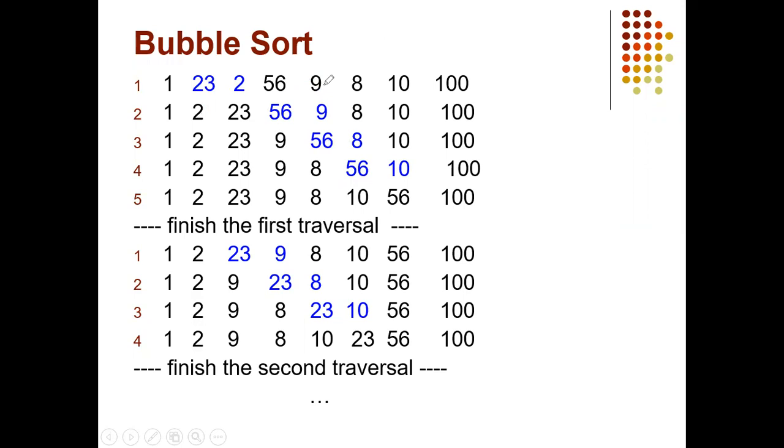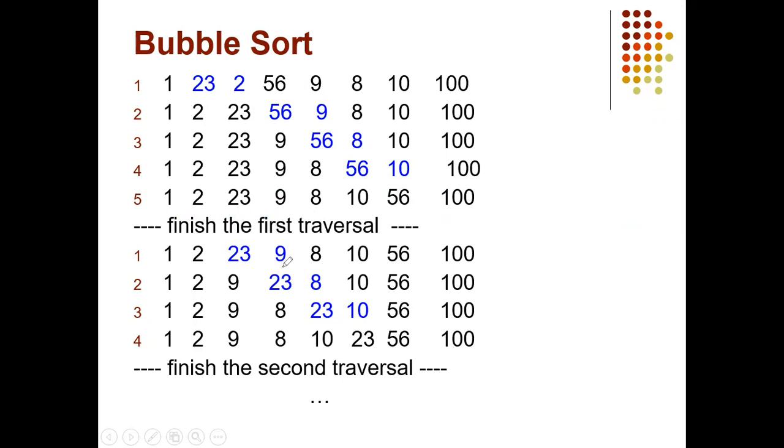What's the next item? 56 and 8, there is need of a swap. 56 and 10, there is need of a swap. 56 and 100, there is no need of a swap. Then after that, we again check 1 and 2, there is no need of a swap. 2 and 23, no need of a swap. 23 and 9, there is need of a swap. So 9 and 23 will get swapped.